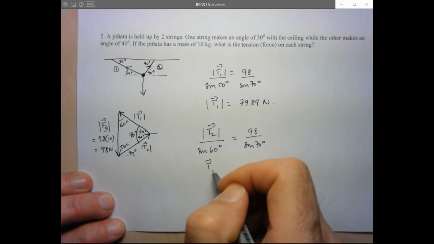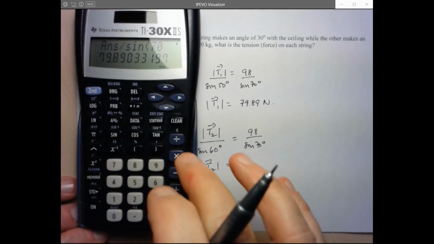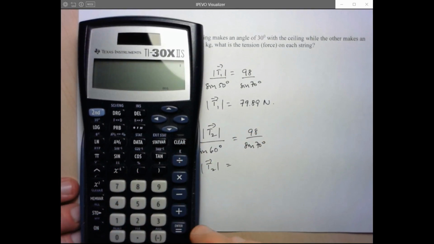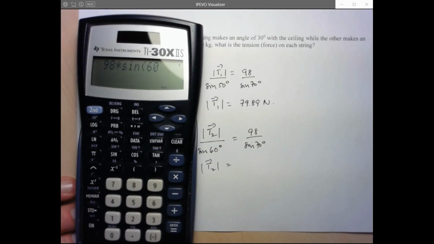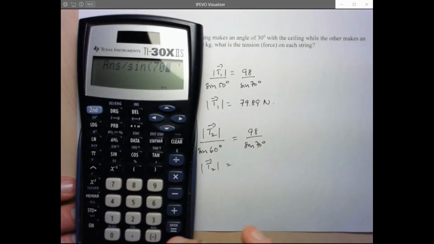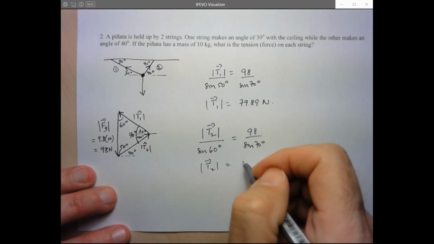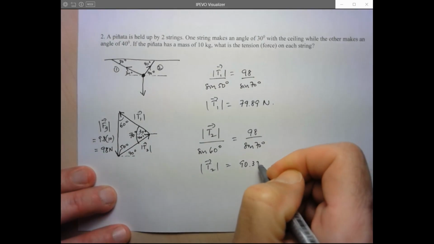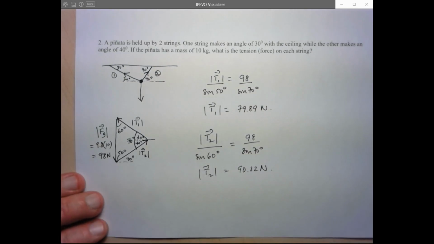Okay, so the tension in our other string will be given by, okay, so what do we have? We have 98 times sine 60, and then divided by sine of 70, and that gives us 90.32. Okay, and there we have it. We have the information that we need.